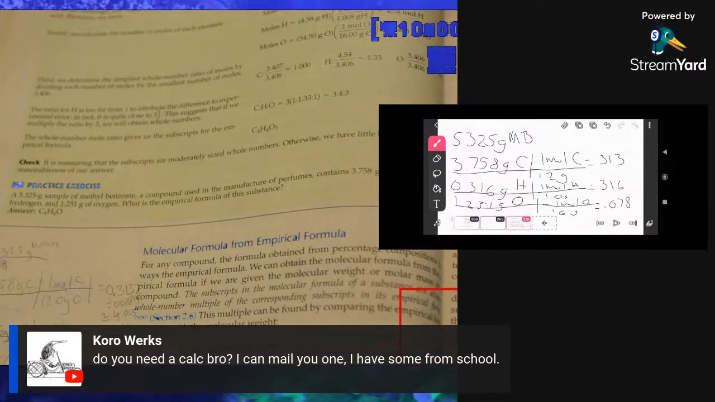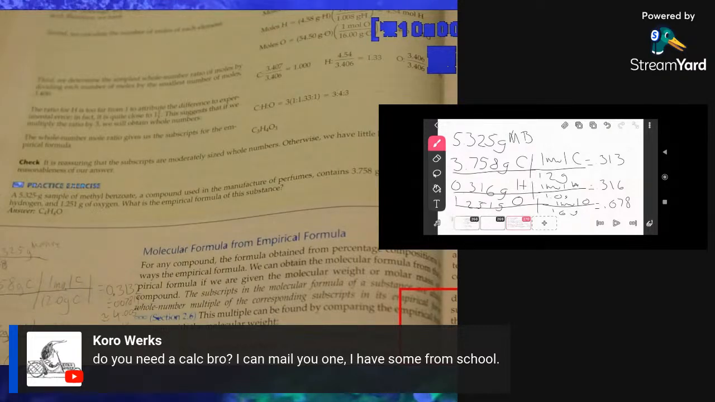Hey, do you need a calc, bro? I can mail you one. I have some from school. Oh shit, Cole works. Thank you, bro. I would feel weird asking for a calculator when I could just go buy one, bro. But yeah, there's a specific calculator that I really like using.